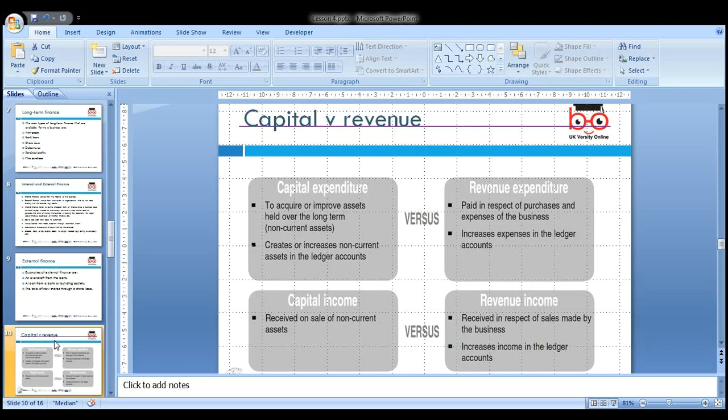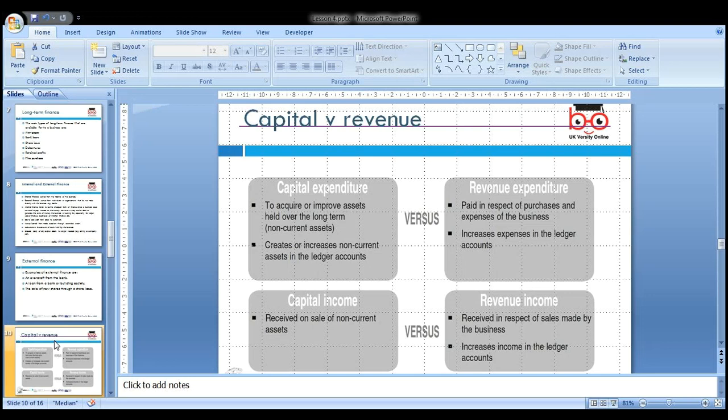That's the good debt. Like you're investing money in assets, in properties and plant that you borrow for, or you buy day-to-day things, and you're spending money, that's a revenue expense. Capital improves the asset base for a long period of time, creating and increasing non-current assets. So that's your capital. Revenue expenses are paid in respect of the purchase of expenses of the business, increasing expenses in the ledger account.